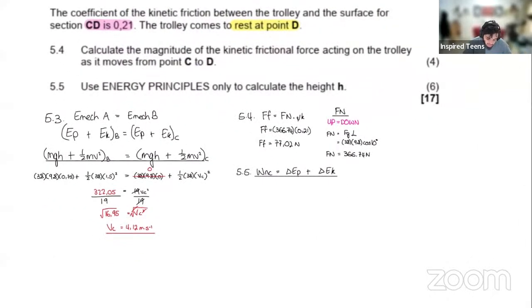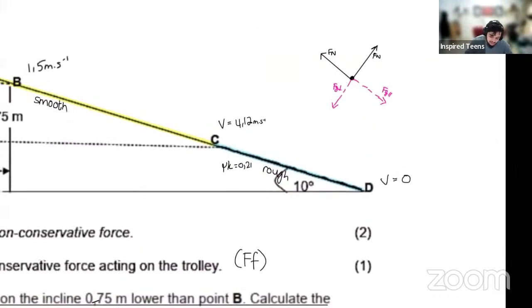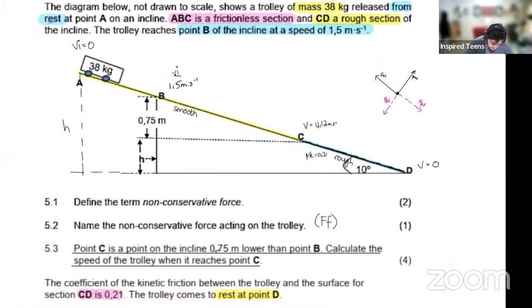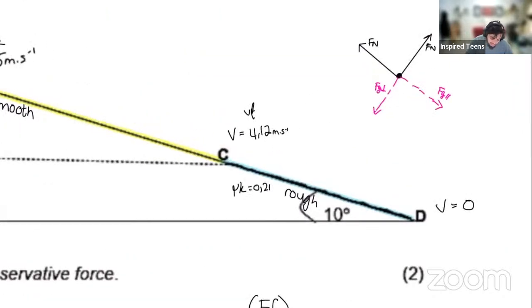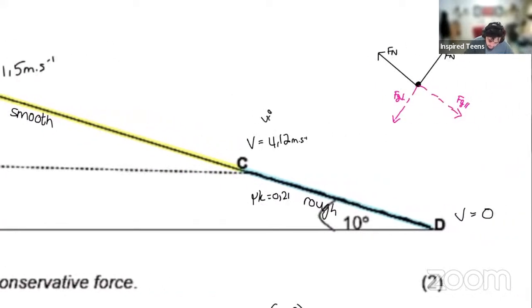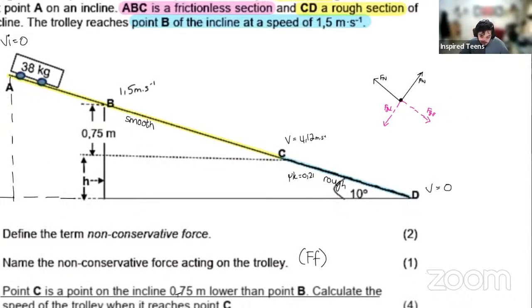Then they said that the coefficient of kinetic friction between the trolley and the surface in section CD is 0.21. The trolley comes to rest at point D. So now we're dealing with CD. The trolley has moved and we've gotten to C. And now remember this final velocity for the motion from B to C. Its initial velocity was 1,5, its final velocity was 4,12 at C. This final velocity is now going to become an initial velocity for the motion of C to D. That just makes sense because it moves from C to D. Just keep in mind that we're dealing with a rough surface.